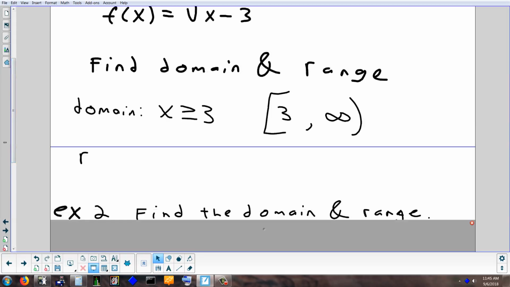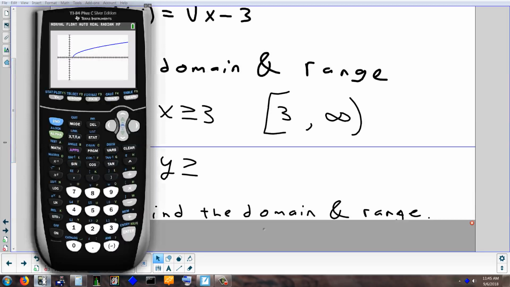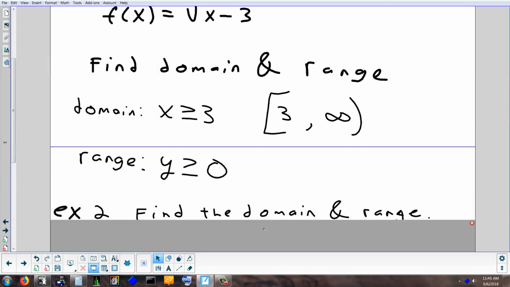So the range. These are the y values. It goes from 0, and it goes up forever. Just keeps heading up. So you can write it that way. Or from 0 up to infinity. Any question on that, finding domain and range?